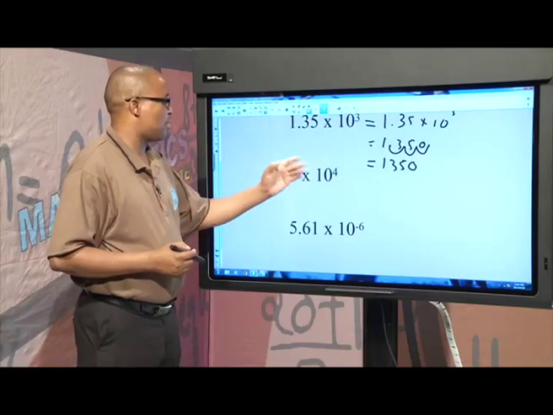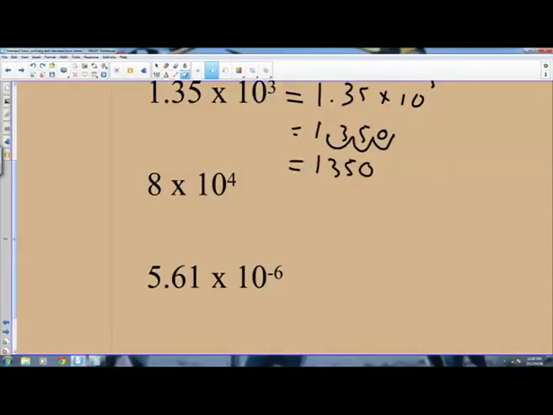8 times 10 to the power 4. Write 8 times 10 to the power 4 as an ordinary number. It's from standard form to ordinary number. So this will be 8, and then we take the point to be here, just after the 8, because it's in standard form. And then it says move the point 4 times.